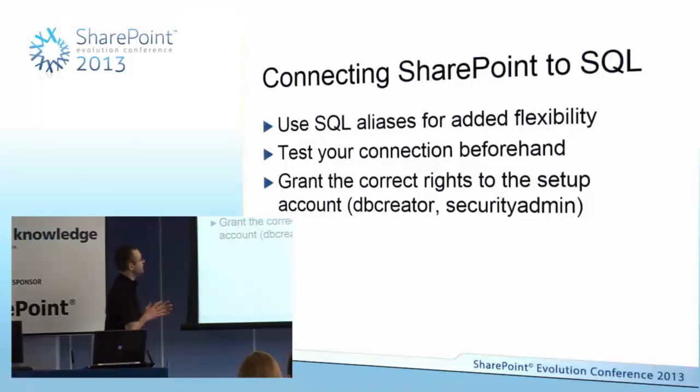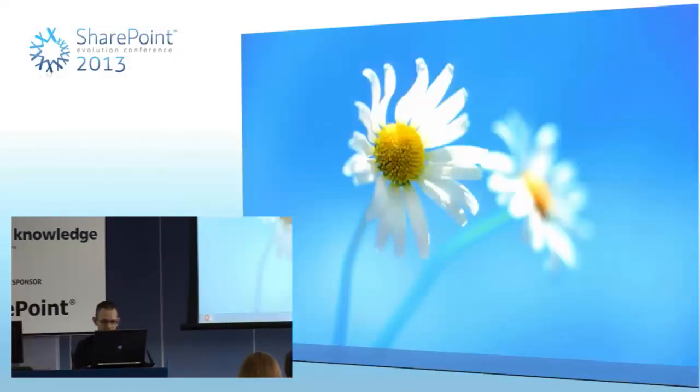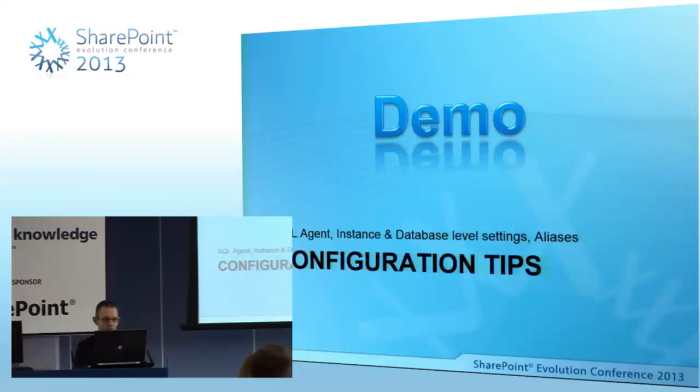Then, how do you connect SharePoint to SQL? Typically, you might use SQL aliases. Does anyone know what a SQL alias is? Most of you? Okay. So a SQL alias is some kind of extra layer on your Windows server that you can use to connect to SQL Server, and it's a very flexible way to change database connections afterwards. I'll show you what that is. This is my SharePoint server, I wanted to say.